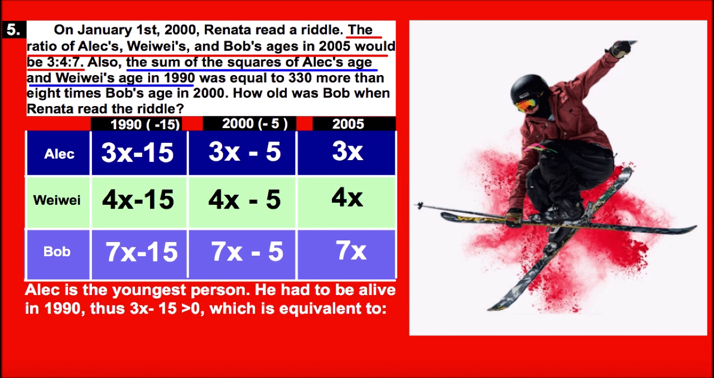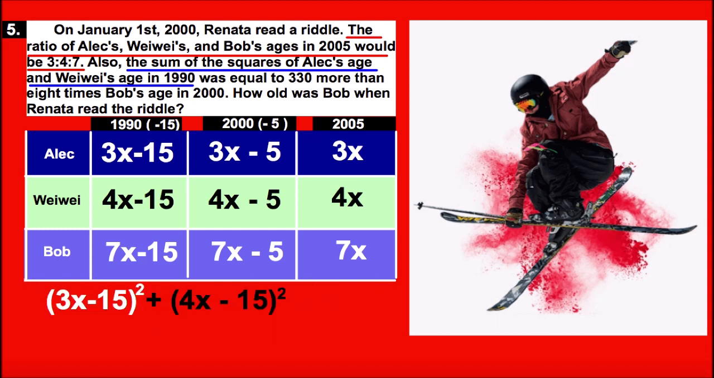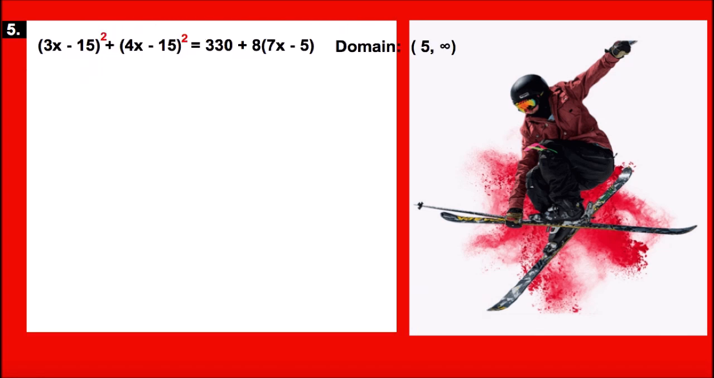Alex is the youngest person. He had to be alive in 1990. Thus, 3x minus 15 is greater than 0, which is equivalent to x is greater than 5. The sum of the squares of Alex's age and Weiwei's age in 1990 is the quantity 3x minus 15 squared plus the quantity 4x minus 15 squared. This is equal to 330 more than 8 times Bob's age in 2000, which is represented by 330 plus 8 times the quantity 7x minus 5. This leads to the equation as follows on the domain open interval 5 infinity.